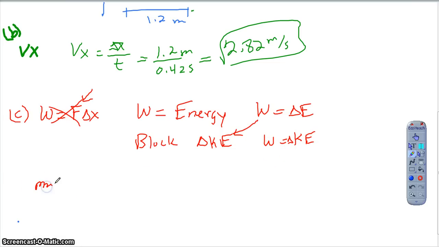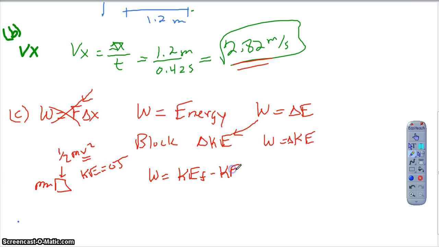Initially the block was compressed into the spring, but the block itself was at rest, which means if I'm thinking kinetic energy, if the velocity is 0, then it's starting with 0 joules of kinetic energy. By the time the block is released, it has a certain amount of kinetic energy because it has a certain velocity, which we found from the part before. So to find the work done, I just need my final kinetic energy minus my initial kinetic energy, which is 0 since it started at rest. So all I need is my final kinetic energy, which is 1/2 m times velocity squared.